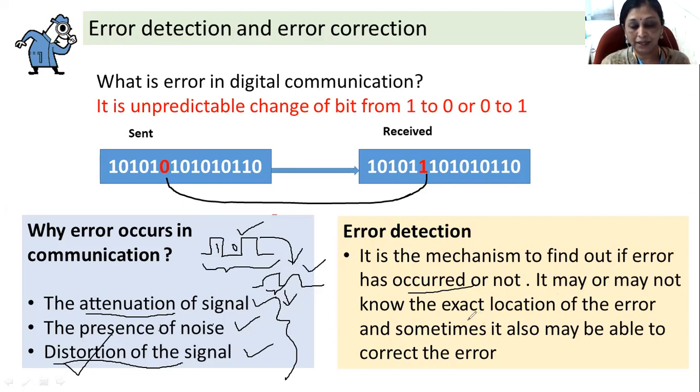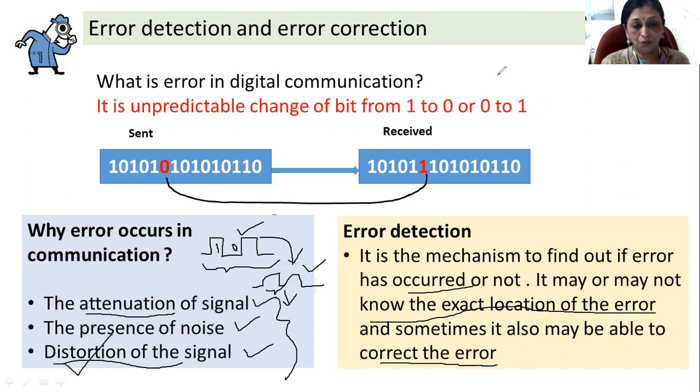It may find the exact location of the error. The second important thing is to find the exact location of the error. And apart from this, once the error has occurred, that is known, and once the exact location of the error is known, it becomes easy for the mechanism to correct the error. So some of the mechanisms are there which can detect error, which can find the exact location of the error, and hence they can also correct the error.